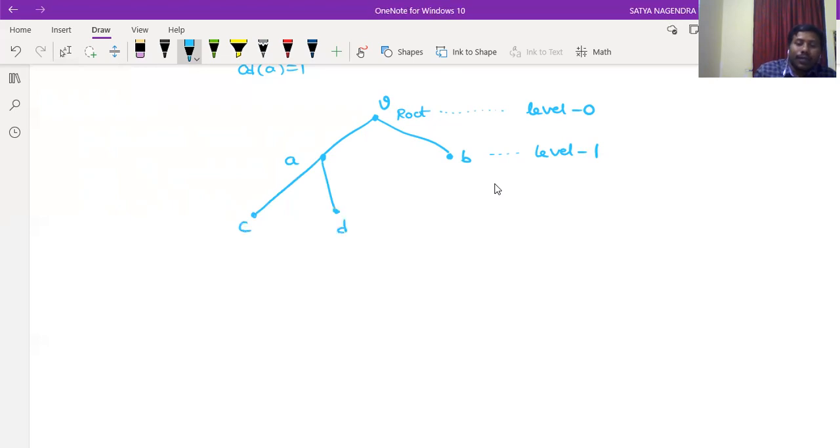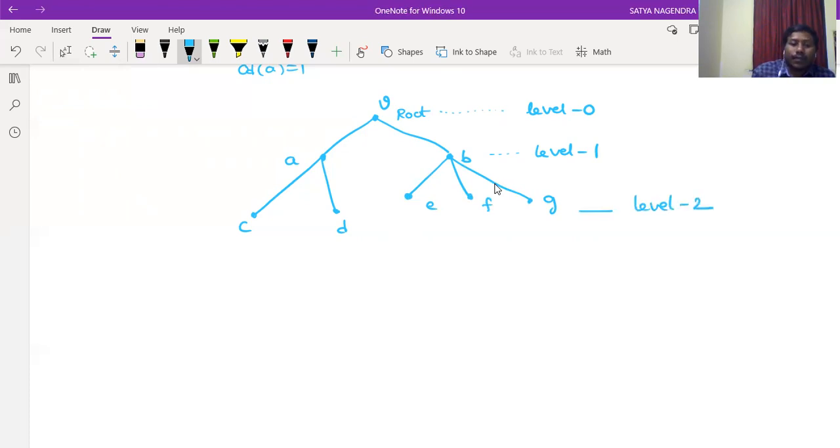C and D. If you observe, C and D are also reachable from V, but with path length 2. Two edges are there to reach C from V, and only one edge from A to C. Like this, from B also you check and add those vertices in the next level. So observe C, D, E, F, G, all these are in the next level, level 2.